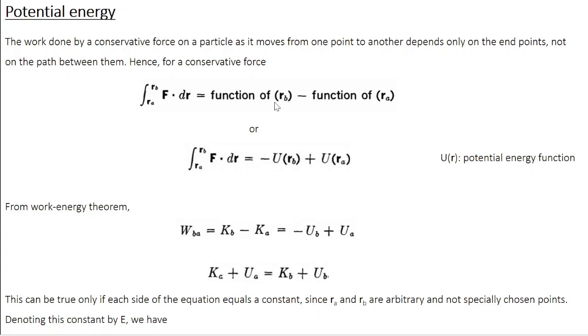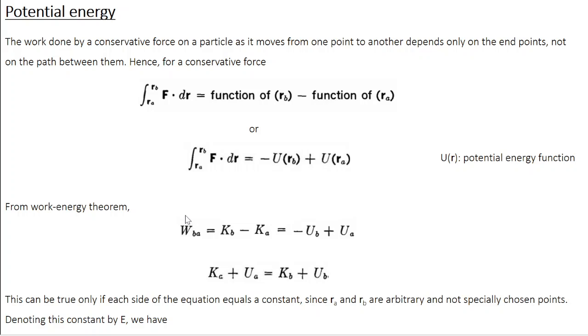Right? This is the meaning of a state function. It depends only on the endpoints. Now the function of RB, I call it minus U of RB. And the function of RA, I call it minus U of RA, where U of R is the potential energy function. We don't know what it physically means. For now, just take it as the potential function. So the work integral, I can rewrite it as integral RA to RB F dot dr equal to minus U of RB plus U of RA.